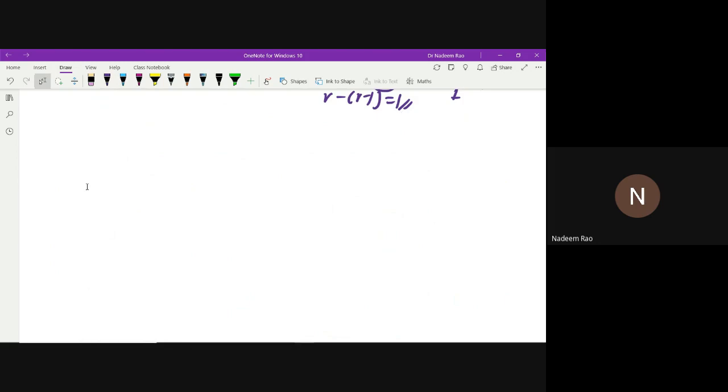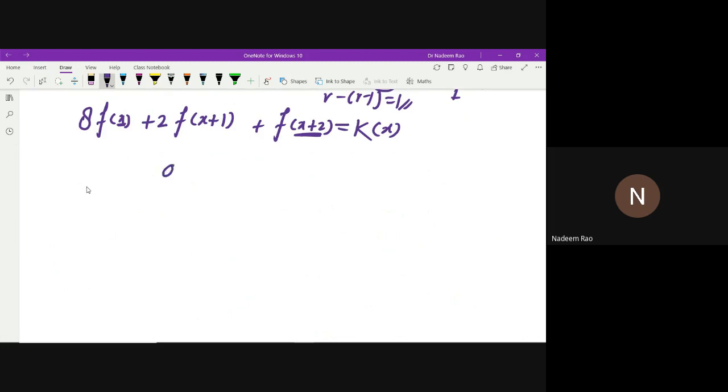Another example we can consider here, like f of x plus 2 times f of x plus 1 plus f of x plus 2 equals to k of x. So here the higher subscript is x plus 2 and the lower subscript is x, then their difference is 2. Then the order of this recurrence relation is 2.